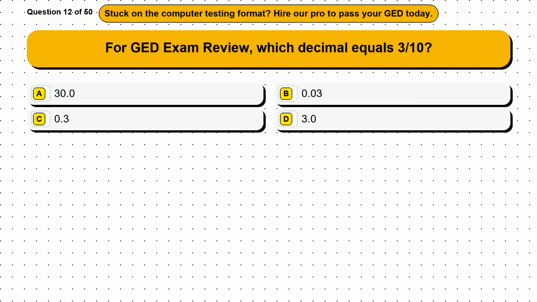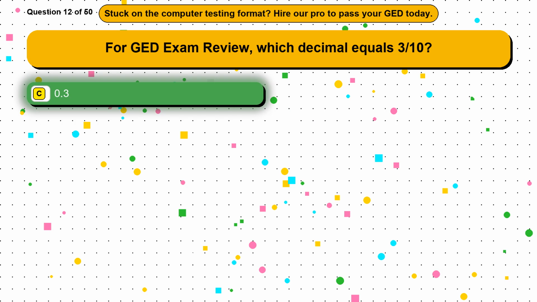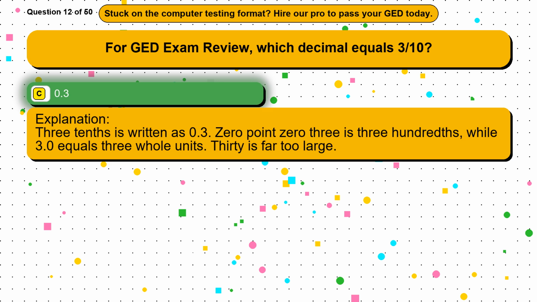Question 12. For GED exam review, which decimal equals 3/10? Option A, 30.0. Option B, 0.03. Option C, 0.3. Option D, 3.0. The correct answer is option C, 0.3. 3/10 is written as 0.3.